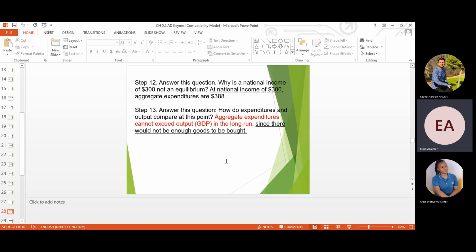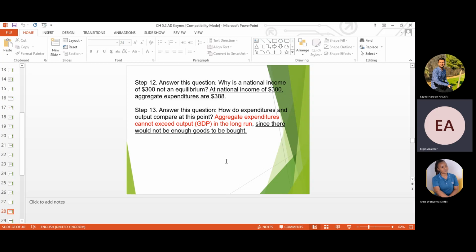And step 12, answer the question, why is national income of 300 not an equilibrium? At national income of 300, aggregate expenditure is 388. Therefore, it is not equilibrium. It is not in the equilibrium, isn't it? Therefore, in such simple questions, when it is asked to you in the exam from the table, you will definitely answer.